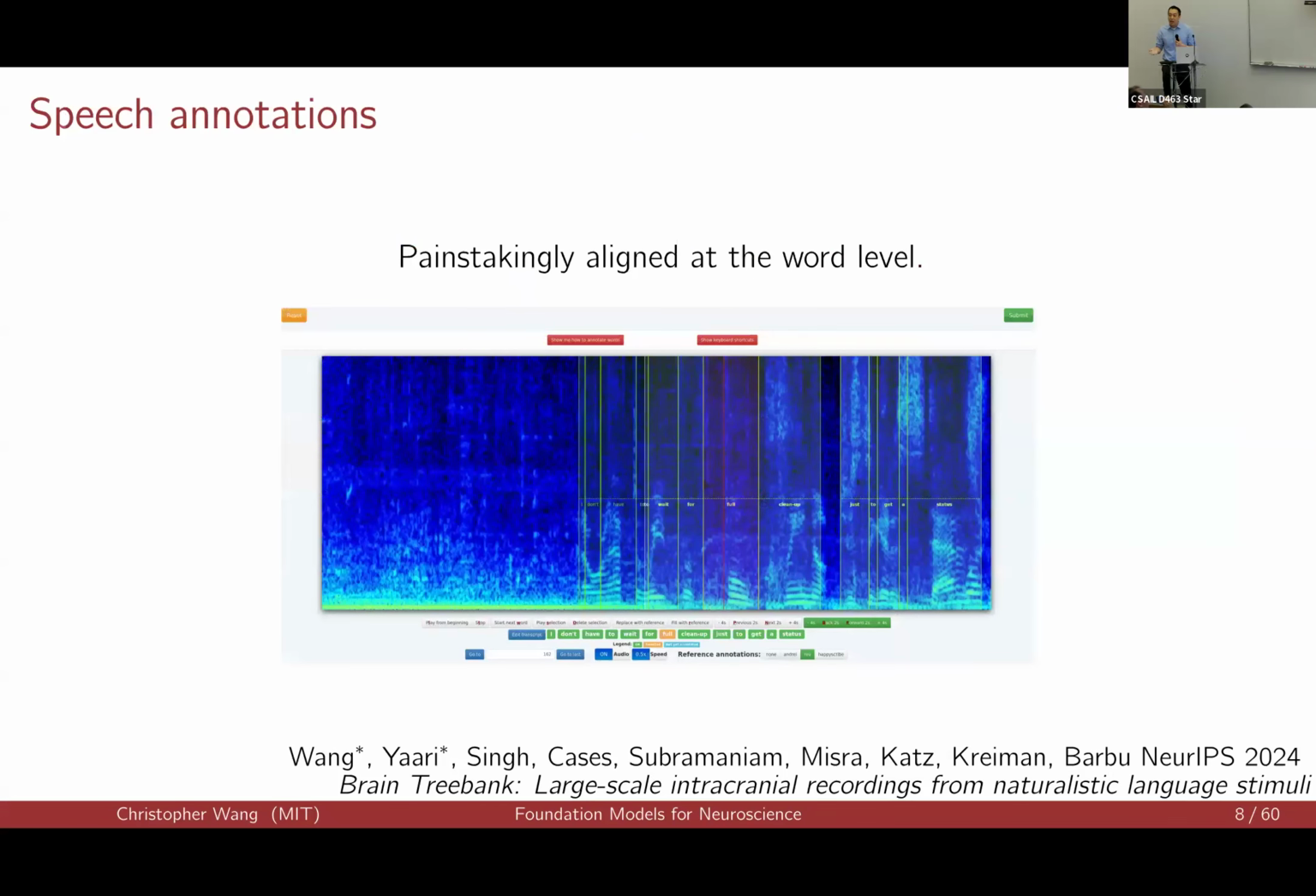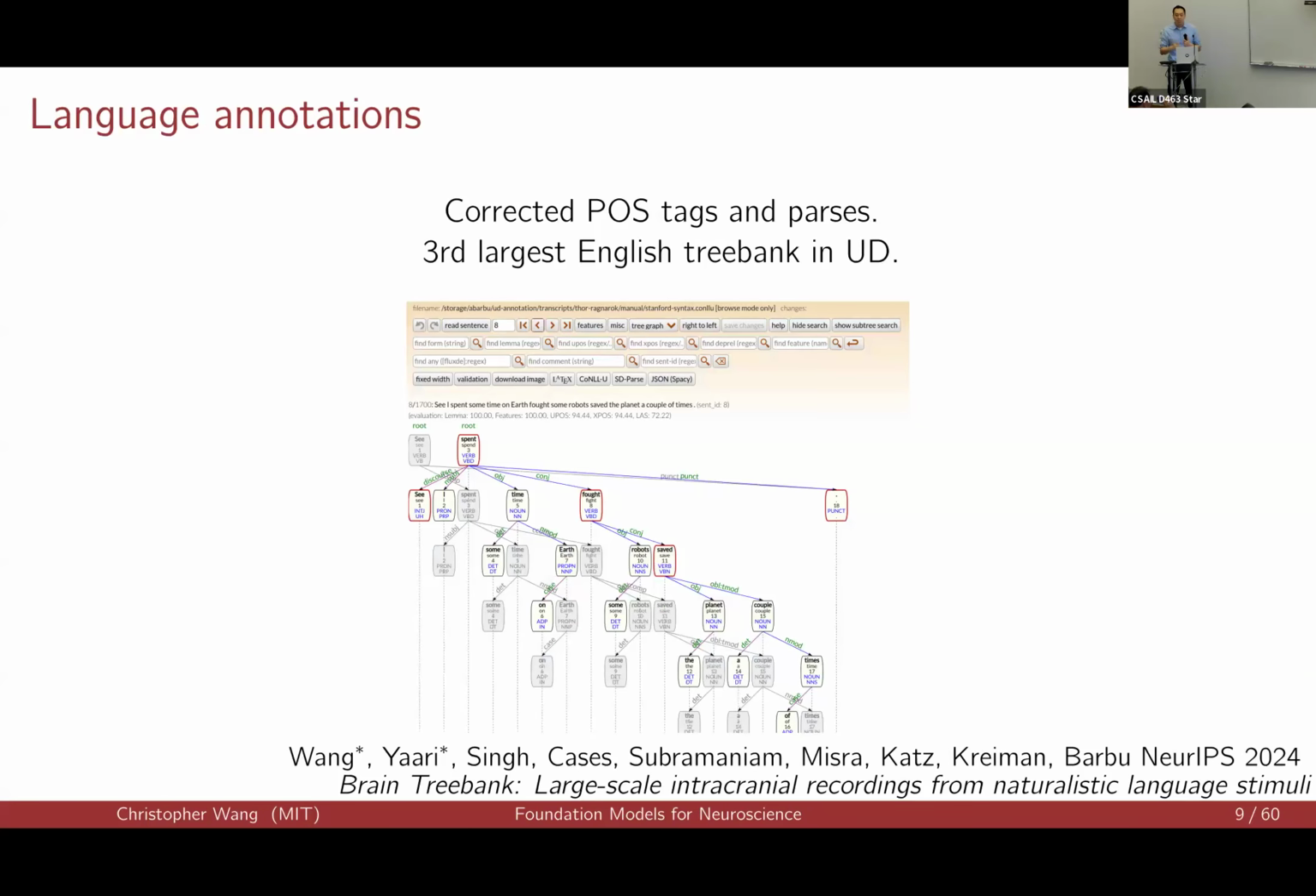So we align the movie dialogue to the neural data at the millisecond level. Every word in the dialogue has its onset and offset marked by looking at the audio spectrogram, and every sentence in the movie dialogue is parsed into the universal dependency framework. This ends up being one of the largest universal dependency tree banks out there and the largest multimodal one. So already a very useful resource if you're interested in studying language and perception, even if you're not interested in the brain.